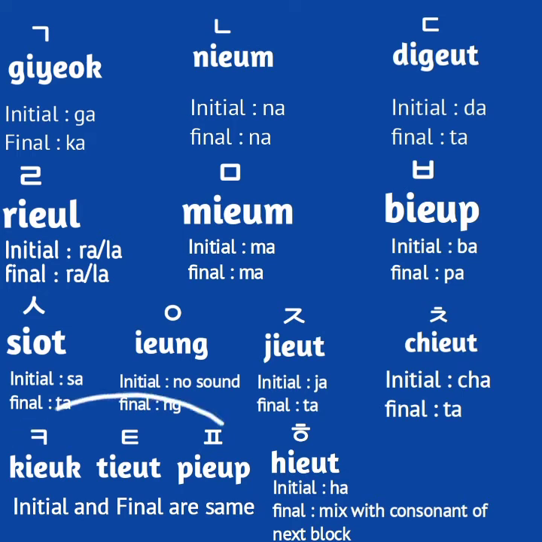Next is kiyok. The initial sound and final sound of kiyok, tiyot, and piyop are the same. Next is hiyot. Initial sound of hiyot is ha, and when it is written at the end of a Korean block, it mixes with the sound of the consonant of the next block, and its sound depends on the consonant of the next block. We'll talk about it later.